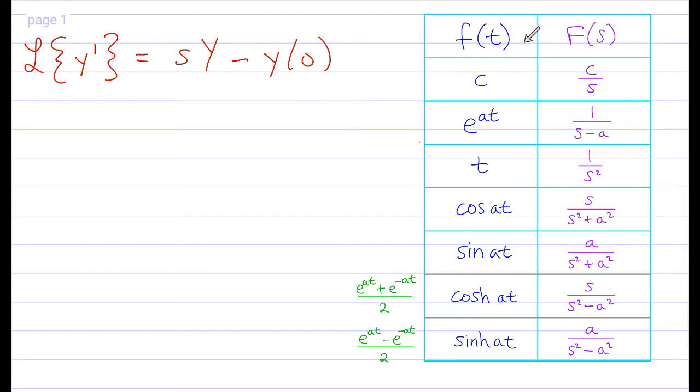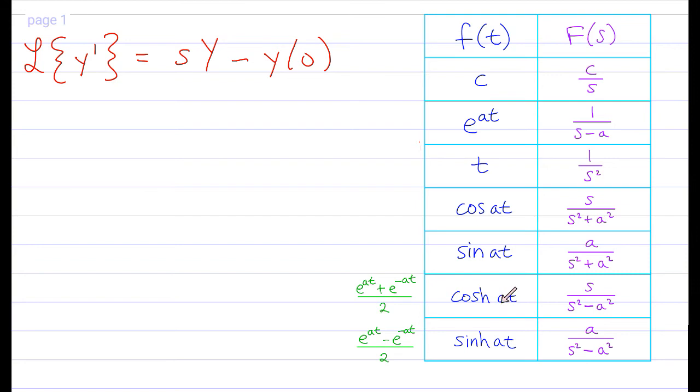Here's our table that we actually filled in by taking the Laplace transform of these various functions. I've also added a couple more rows here. These are called the hyperbolic functions. This is called the hyperbolic cosine, or cosh. This is called the hyperbolic sine, or sinh. Cosh of at is defined as in green right here, and sinh of at is defined in green here.